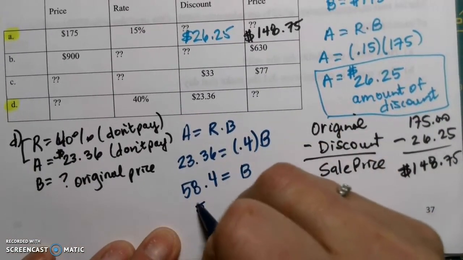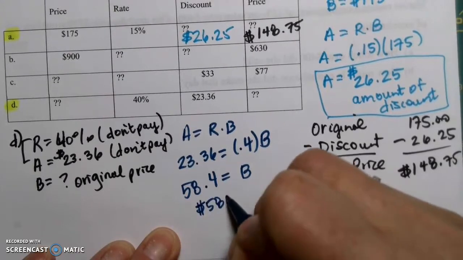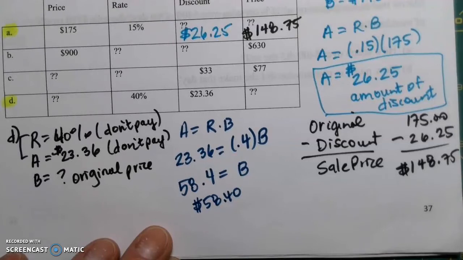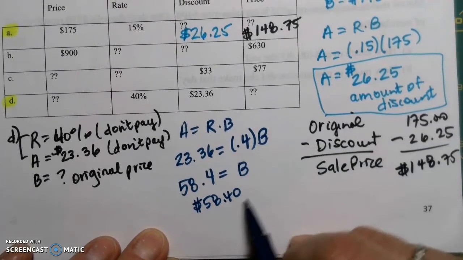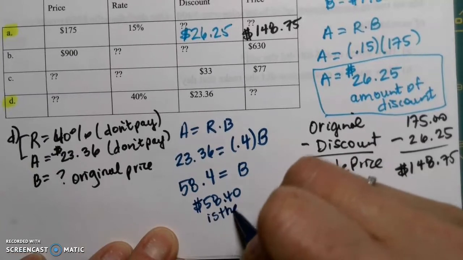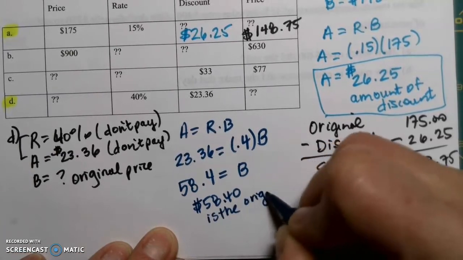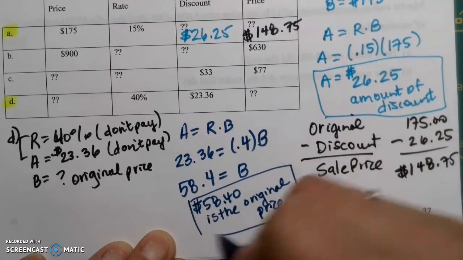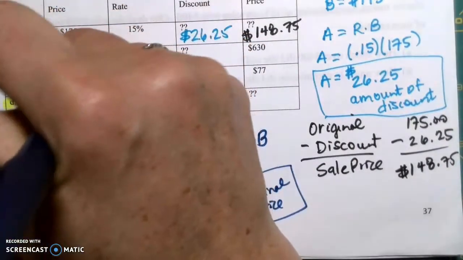Just make sure that you write it correctly in decimal format for money. You're going to have the 2 places past the decimal point. That is the original price. So I will put that up here as well.